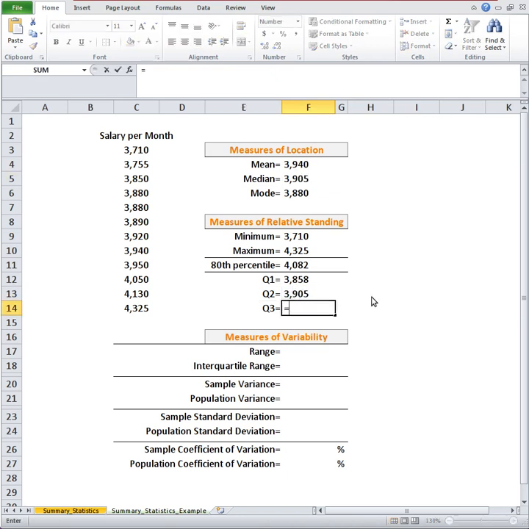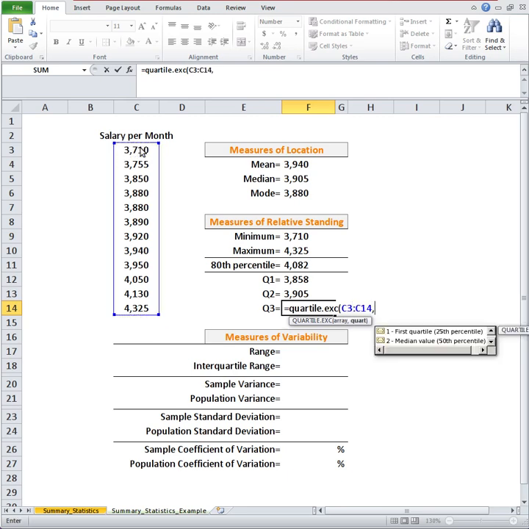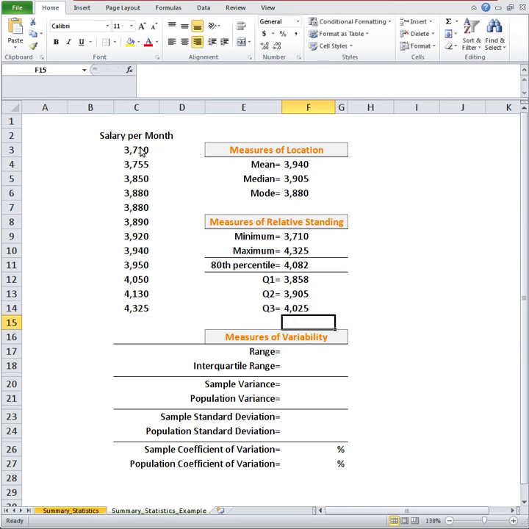Finally, if I'm going to get the third quartile, then I am going to use the same formula, QUARTILE.EXC, because I am excluding the minimum and the maximum, and then I highlight the data. Again, I have to use the third quartile, so I add comma 3, and when I hit enter, I get the corresponding third quartile. So that is giving us measurements of relative standing.